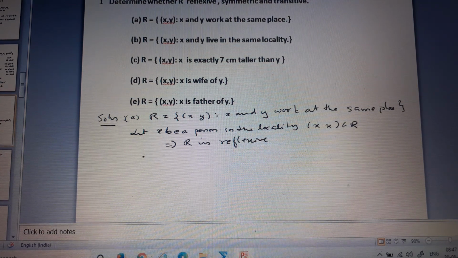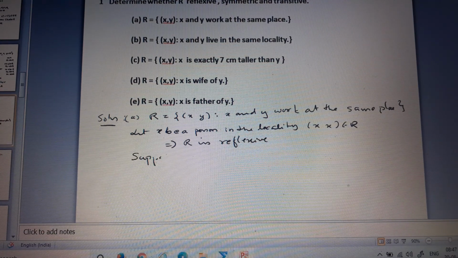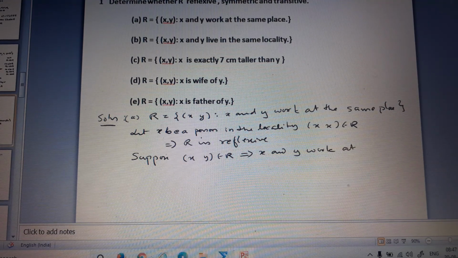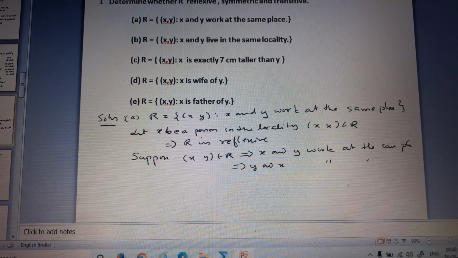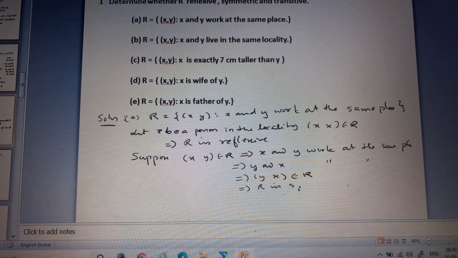Second one, suppose (x, y) belongs to R. What does it mean? x and y work at the same place. Now this also implies y and x also work at the same place. This implies (y, x) belongs to R. So this implies R is symmetric.